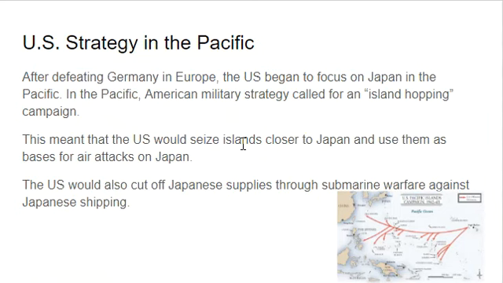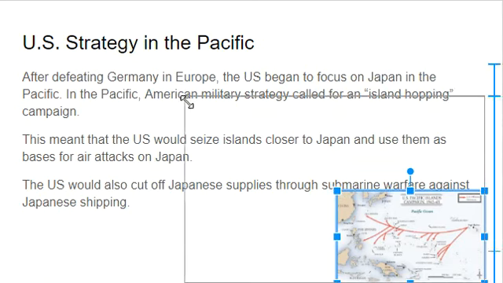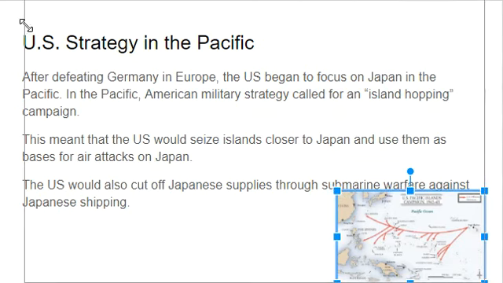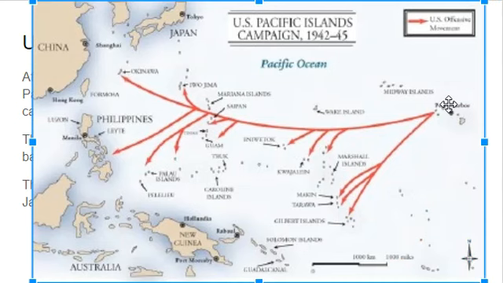In the Pacific, American military strategy called for an island hopping campaign. And it's called an island hopping campaign because they're essentially going from island to island. Here's a map I'm going to pop up for you guys. The U.S. goes to these islands and kicks out Japan. We go to this island and kick out Japan. We then go to this island, and this island, and this island. So essentially, we're just hopping, which is like jumping, going from island to island to island, kicking out the Japanese.